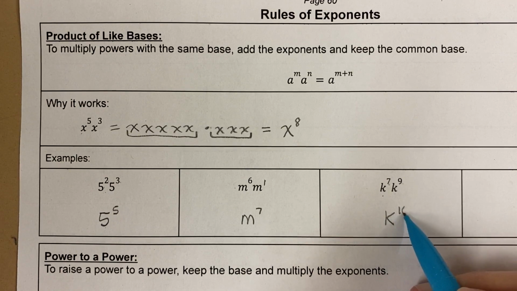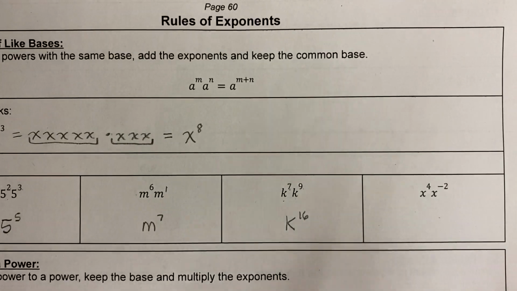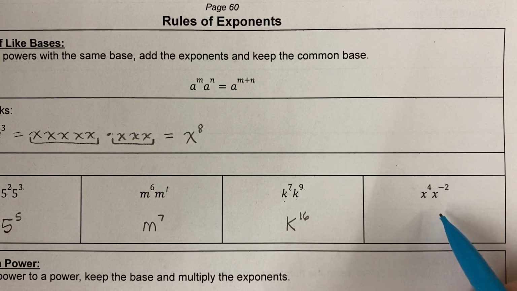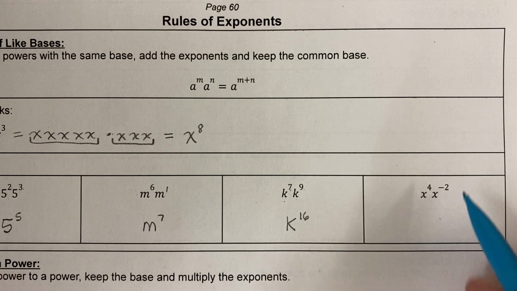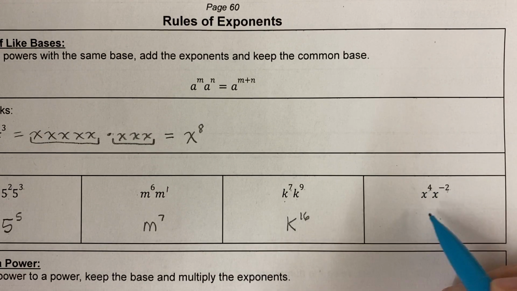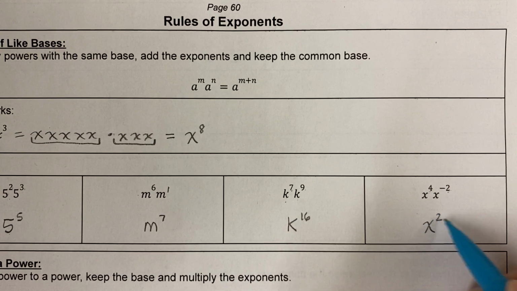So 7 plus 9 is 16. Lastly, we're going to talk about what negative exponents mean later in this assignment, but for right now, the rule still holds. The rules always work. So here, if I'm adding exponents, if I'm adding 4 plus negative 2, that's the same as 4 minus 2, and this is x squared.